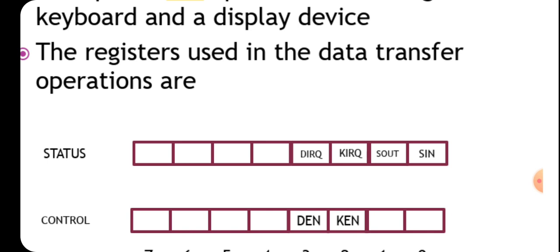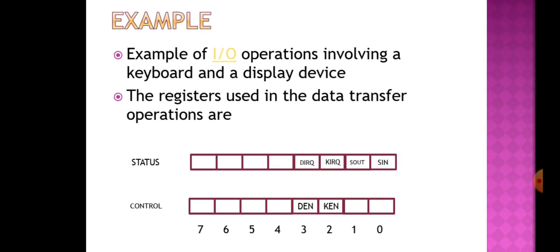That means the IRQ flag corresponding to the keyboard is KIRQ, and the IRQ bit corresponding to the display device is DIRQ. If a keyboard needs to raise an interrupt request, it must first set this KIRQ bit of its status register to 1, and if the display device needs to raise an interrupt request, it must set this DIRQ bit to 1.